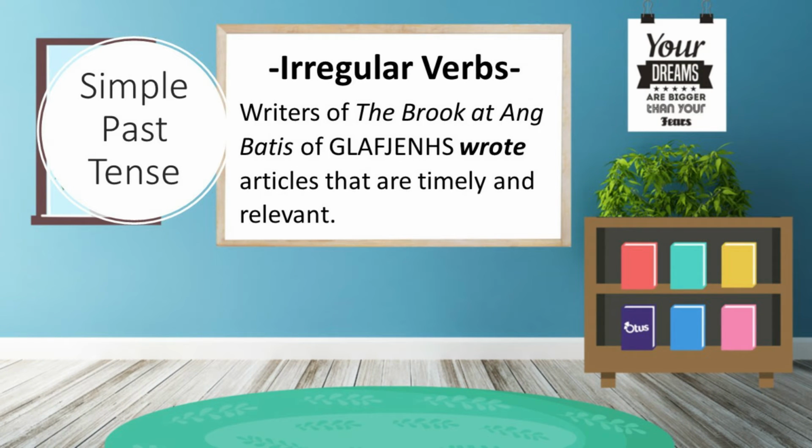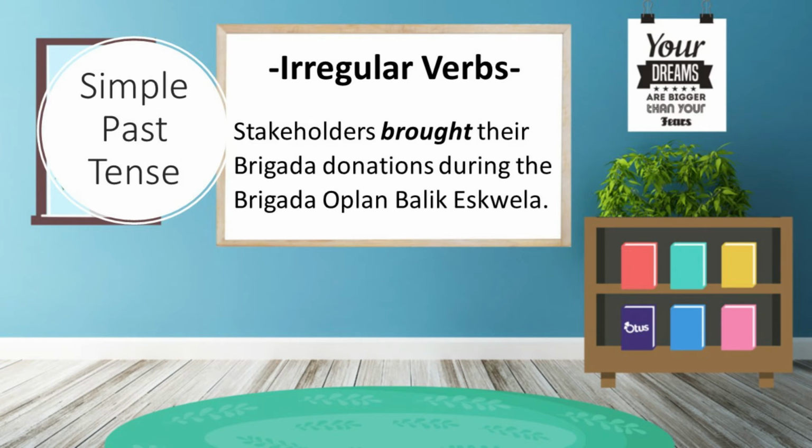Let's have an example. Writers of the Brook at ang Batis of Glafgens wrote articles that are timely and relevant. The word wrote here is an example of irregular verb in its past form. Another example is: stakeholders brought their Brigada donations during Brigada Oplan Balik Eskwela. The word brought is an irregular verb in its past form.